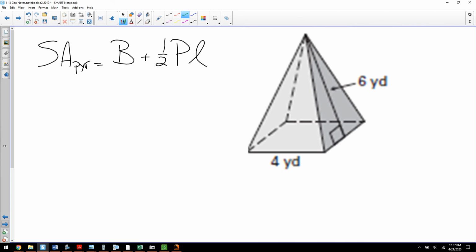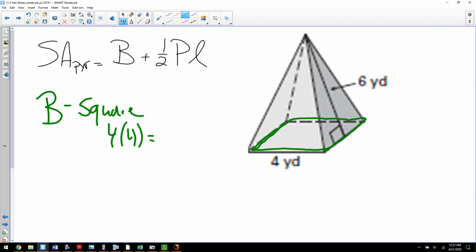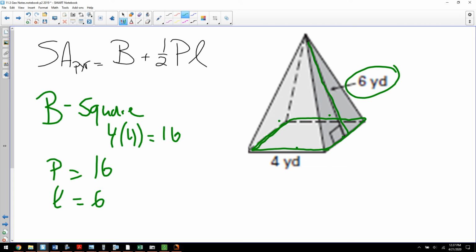In our first example, since it's only given to us as one side length of 4, that means that this is going to be a square. So our big B is a square. In order to figure out the area of a square, we know it's just length times width, or side squared. So you get 4 times 4, which is 16. The perimeter, well, there are 1, 2, 3, 4 sides of 4, so the perimeter is also 16. And the slant height, as shown in the diagram, L is 6.